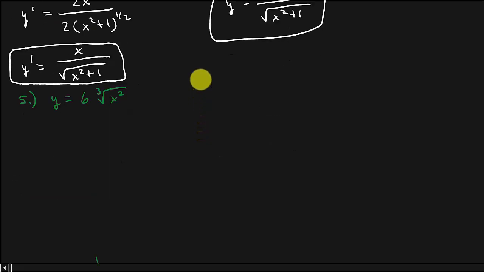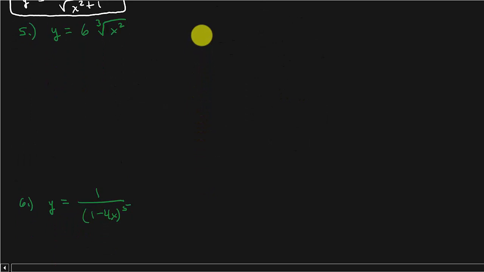All right. So let's look at the next one. We've got y equals 6 times the cube root of x squared. All right, so to find the derivative here, the first thing we're going to need to do is rewrite this as x to the 2/3. All right, rewrite it as x to the 2/3.